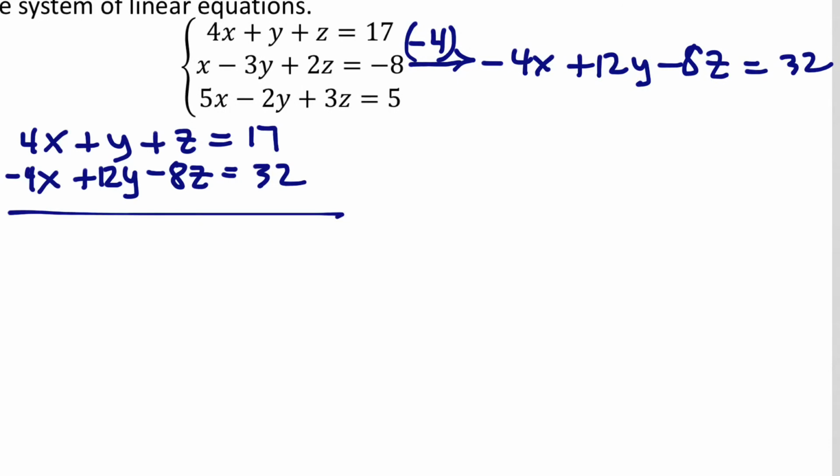So I'm writing this equation and then this equation, and I'm going to add those two equations together, and the x's are going to drop out. So I'll be left with 13y minus 7z is equal to 49.